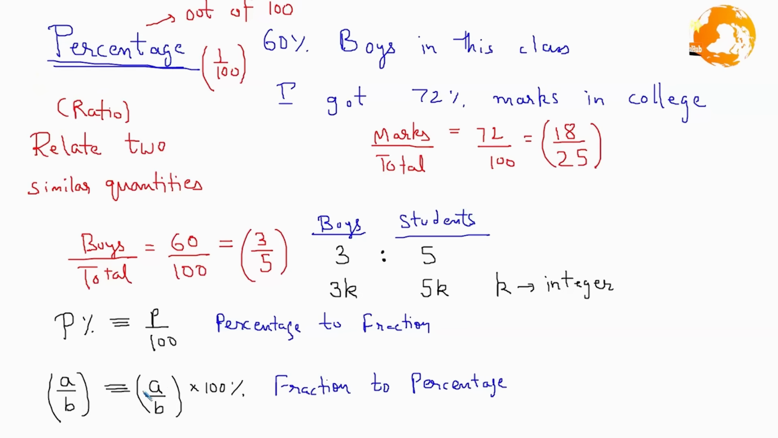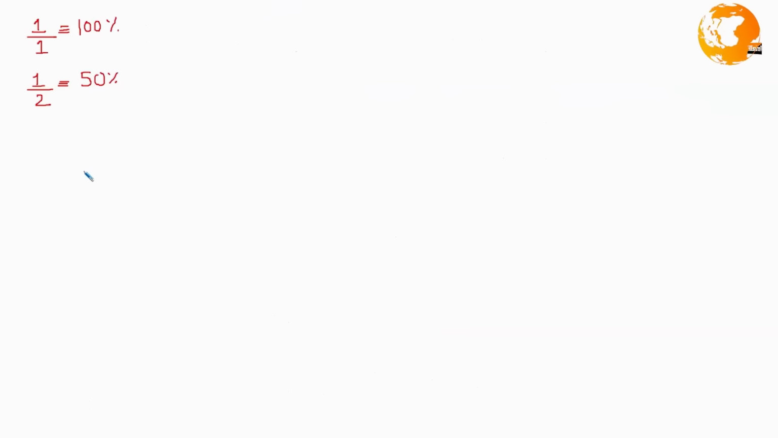First of all, 1 out of 1 is equivalent to 100%, the full value. 1 out of 2 is equivalent to 50%. So what I'm doing is multiplying with 100, half into 100 is 50. I'm doing fraction to percentage. We'll learn these numbers till a certain value of 1 by something, which will be helpful. Then 1 out of 3 is equivalent to 33 and a third, or approximately 33.33%.